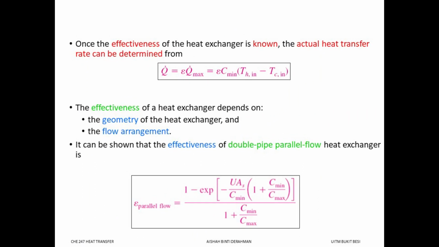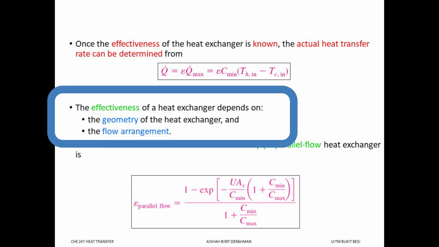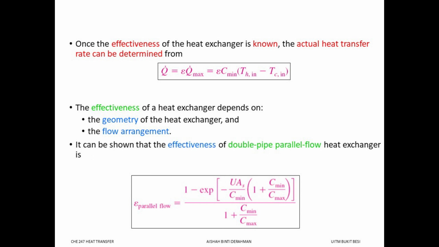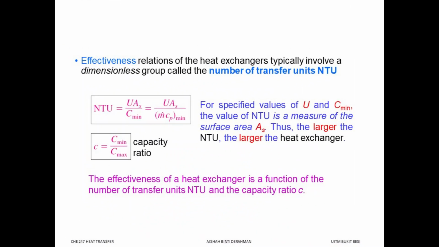We had calculated the value of the Q max. However, to find the actual rate of heat transfer, we need to find the value of the effectiveness. E, or the effectiveness, depends on the geometry of the heat exchanger and also the flow arrangement. There are few methods that can be used to calculate the value of the effectiveness. Effectiveness has the relationship with the number of transfer units, or NTU.